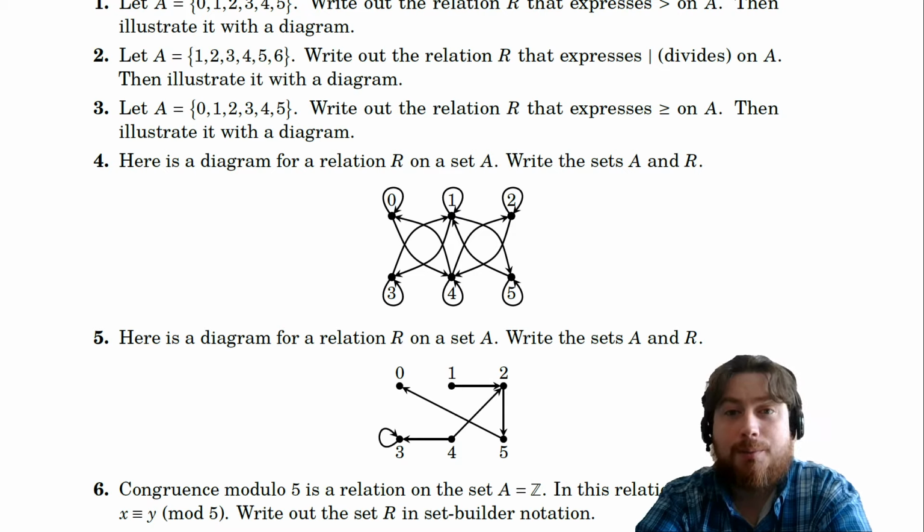So the first problem we had was number 2. What we had was A was the set 1, 2, 3, 4, 5, 6. And I wanted R to be the relation that is divides on A. So we would say A is related to B if A divides B.